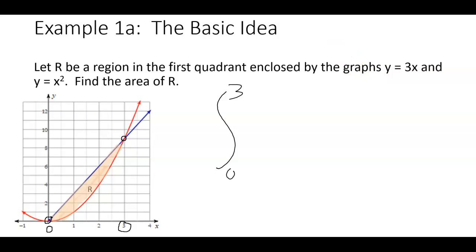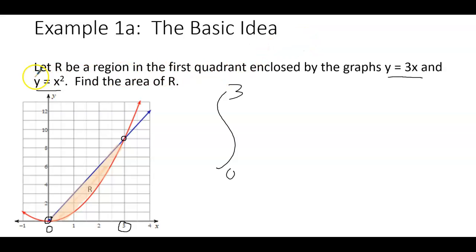Now in the directions here, they tell us the equations of those graphs. They tell us that we have y equals 3x, that's one of the lines, and we have y equals x squared. Now you might be wondering, how can I tell which function is which? Sometimes it's easy to tell, and sometimes it's not. We'll talk about how to deal with that later.